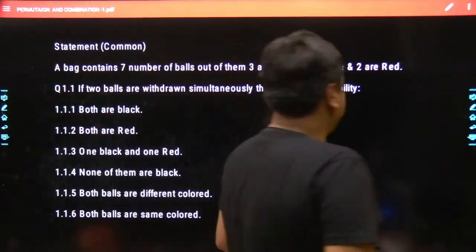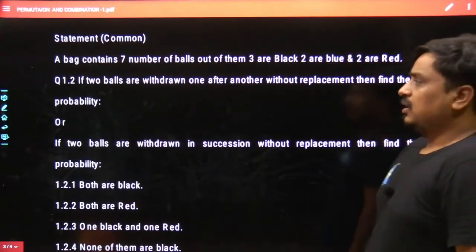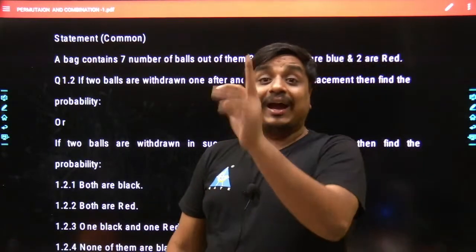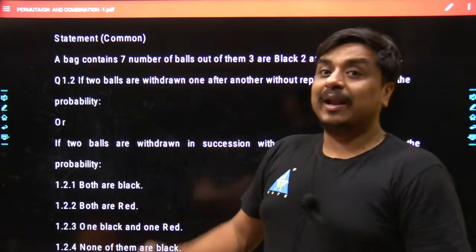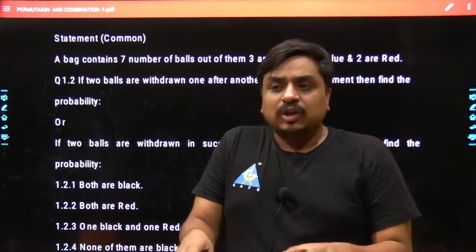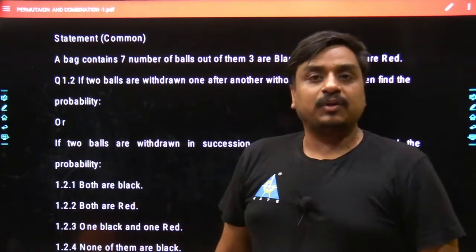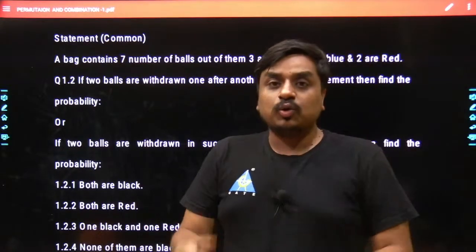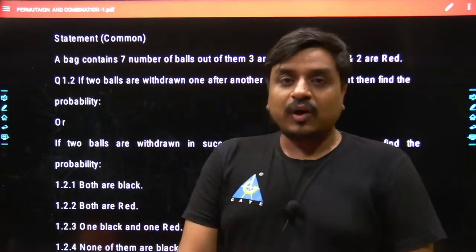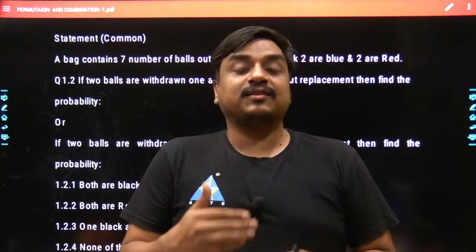So anyways, let me go ahead with the second kind of problem. The structure of the problem remains almost the same. Still you have 7 balls as you had earlier, with 3 black balls, 2 blue balls and 2 red balls. The number of balls and the varieties of balls are all the same. Still you are withdrawing 2 balls, but the methodology of withdrawal has changed. It's not simultaneous. You are withdrawing in succession, one after another.